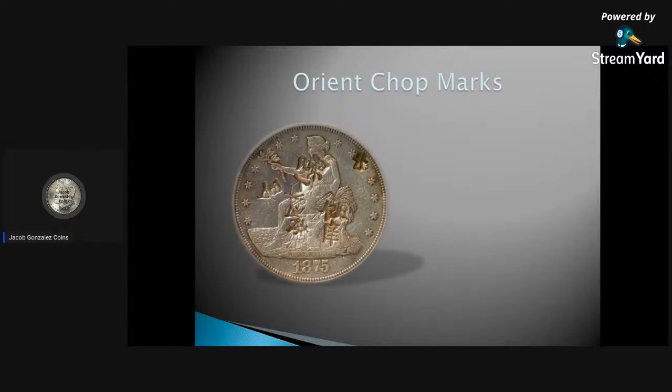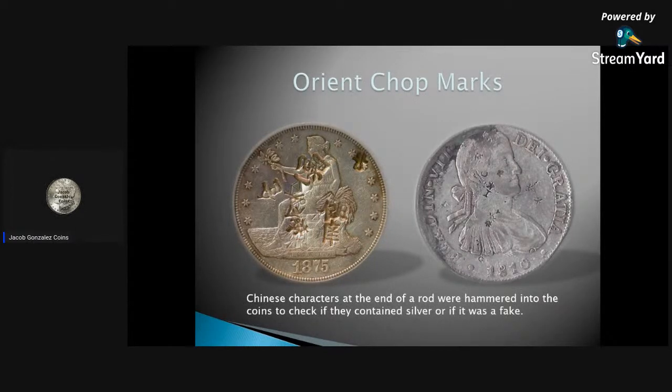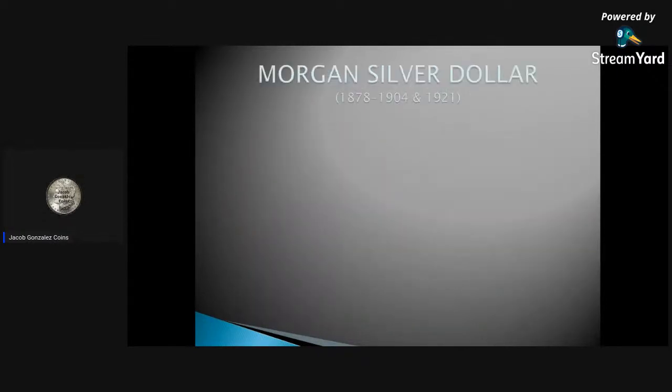And they were full of silver, but some of them would be fake, so that's how they would know. Not only did they do this for the trade dollars, they also did it for the Ocho Reales. So you can see here on the bust, all these chop marks on the coin. And that's how they would tell. Chinese characters at the end of a rod were hammered into these coins to check if they contained silver or if they were fake.